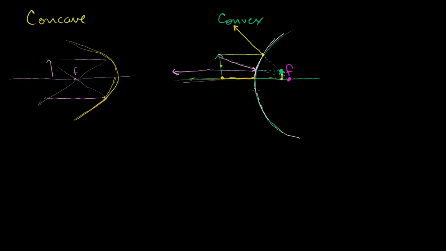But the thing that hopefully you realize from this video is that when you're dealing with a convex parabolic mirror, you're on the outside. The outside is the reflective surface. You're not going to form a real image. You're going to form a virtual image. This is a virtual image, just like you would see in your bathroom mirror, although that's probably not parabolic, I'm guessing. And it's also going to be a smaller image.